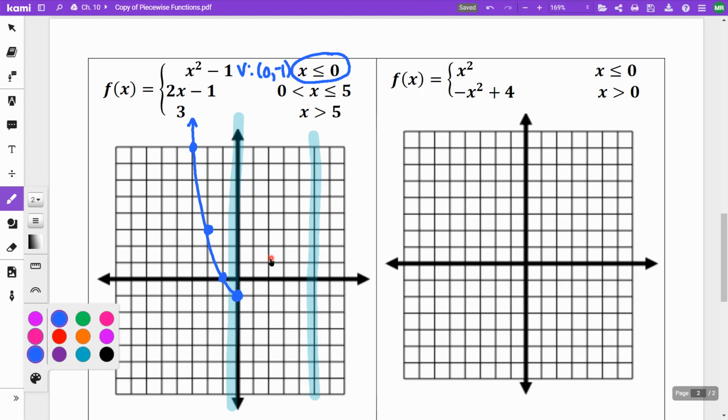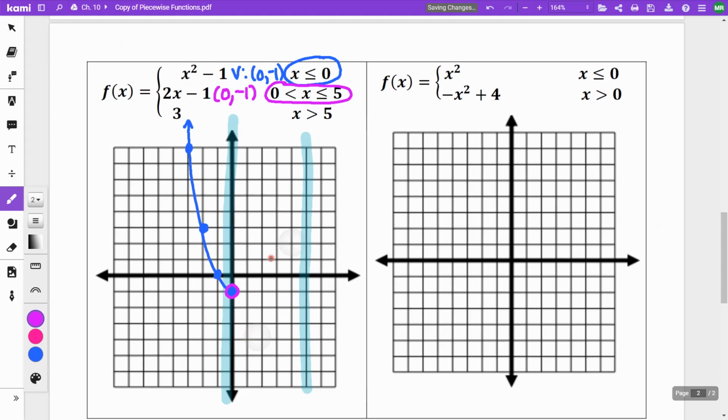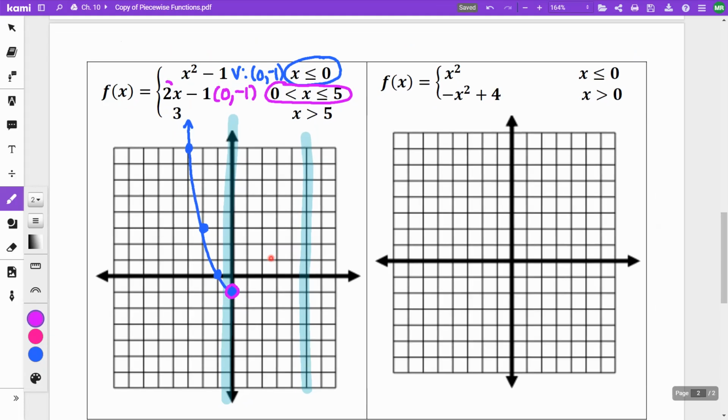Okay, my next piece is a line. I'm going to go from 0, not including 0, to 5. So let's find our 0. Our 0 is actually going to be our y-intercept. When I put in 0, I get -1. It's going to be my y-intercept. So I'm going to go to 0, -1, which is going to be an open circle, but it's already filled in by the blue graph. Okay. And then my slope is 2.